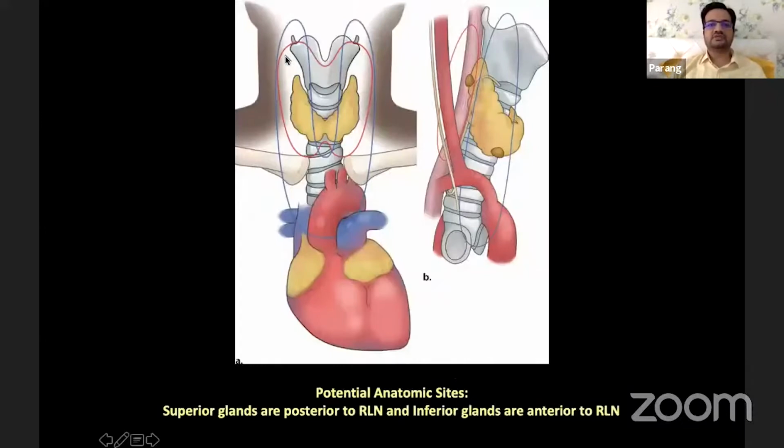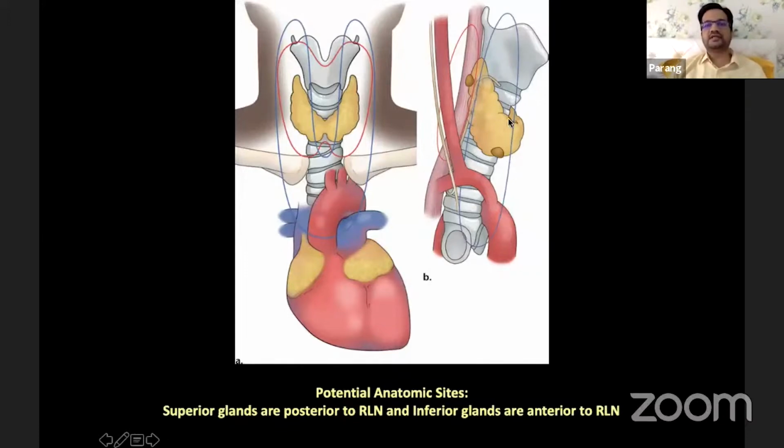So if you see this frontal view, this red line demonstrates the site where the superior parathyroid lesion can be, while the blue line demonstrates inferior parathyroid lesion, adenoma. You can clearly see on frontal view, it looks like there is a lot of overlap, and as expected, the inferior can go at a much wider range because it has got a longer descent.